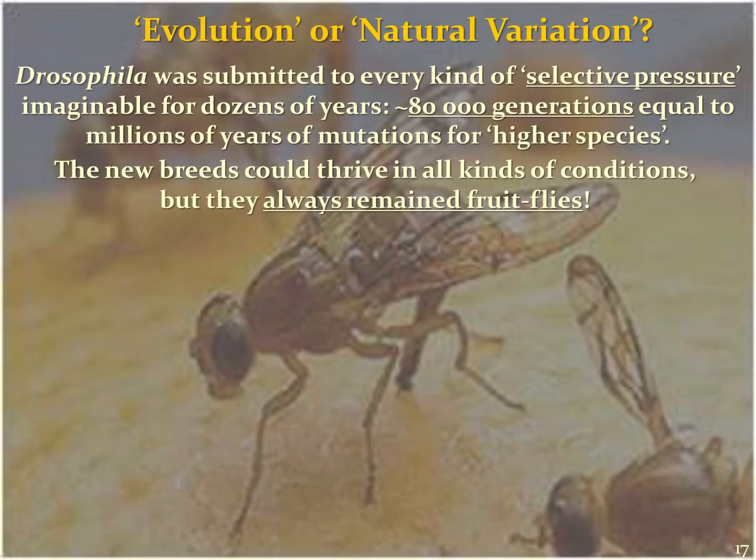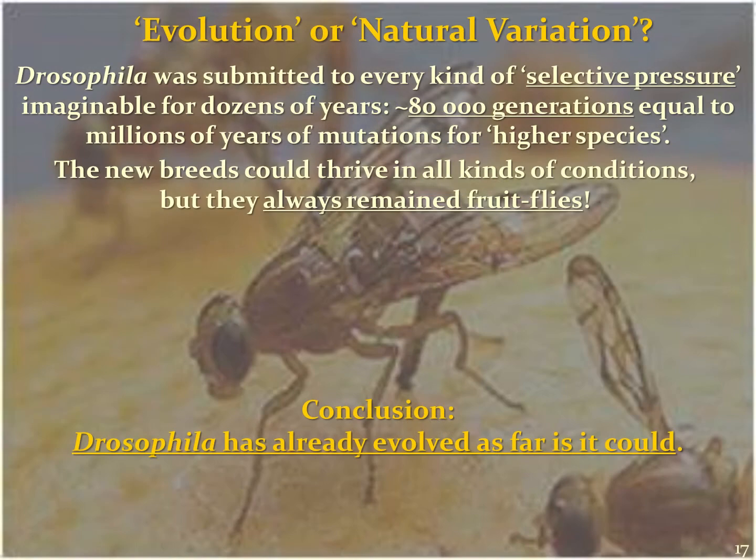And essentially what would happen is that the new breeds, all kinds of new breeds, very interesting results, but what happened is they always remained fruit flies. And the conclusion from these experiments was that the fruit fly has already evolved as far as it can. Does it mean that the fruit fly has evolved as far as it can, or does it mean that our whole concept of evolution, a fruit fly eventually being able to give rise to just about anything over time, is flawed? That's the question, again, that we need to answer.